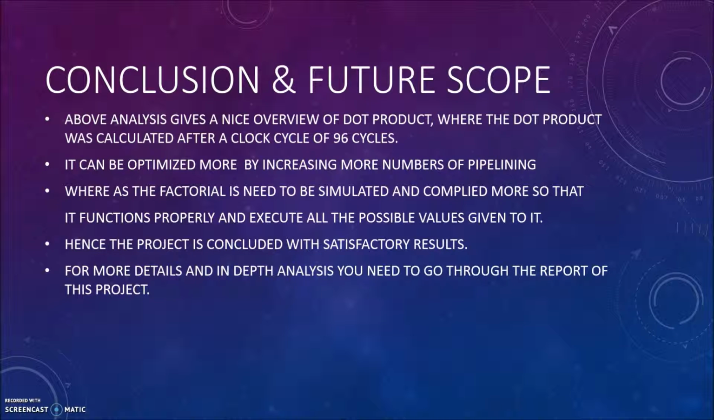Moving towards the conclusion and the future scope, the above analysis gave a nice overview of the dot product, where the dot product was calculated after 96 clock cycles. It can be more optimized by increasing the number of pipelinings, where we can get an answer in a very minimum number of clock cycles. Whereas the factorial needs to be simulated and compiled more so that it can function properly and execute all the possible values given to it. Hence, the project is concluded with satisfactory results.